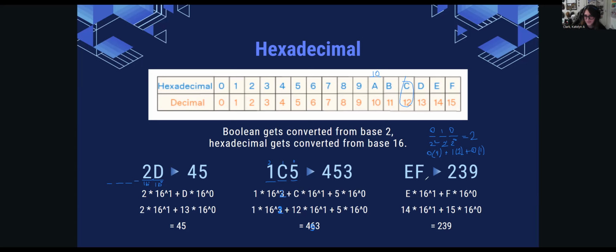Next up, we have E and F. So this is going to be the 0th place, and this is the 1st. We have E, which converts to 14, as you can see here, times 16 to the 1st, plus F, which converts to 15, times 16 to the 0th, which is 239. Okay, cool.